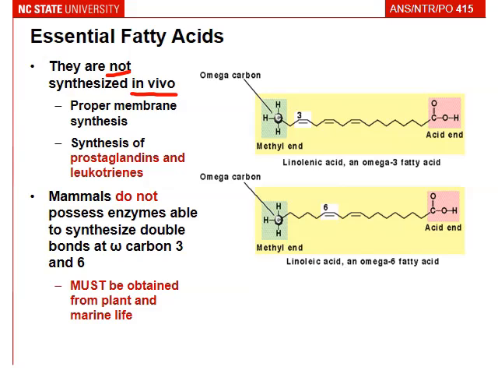Now, mammals can make double bonded fatty acids. However, we do not have the enzymes able to synthesize at the omega-3 and omega-6 end. So we can do omega-9, 12, but we cannot do omega-3 and omega-6. Therefore, they must be obtained from plant or marine life.